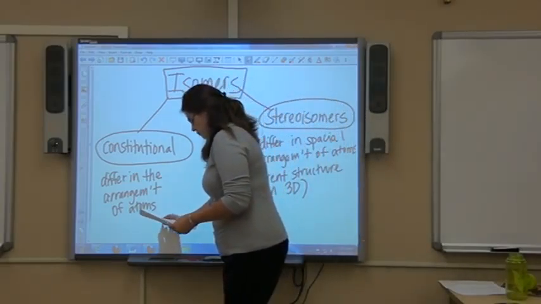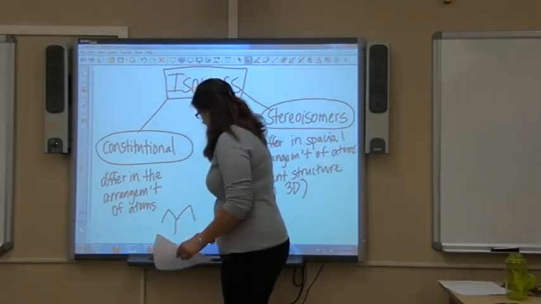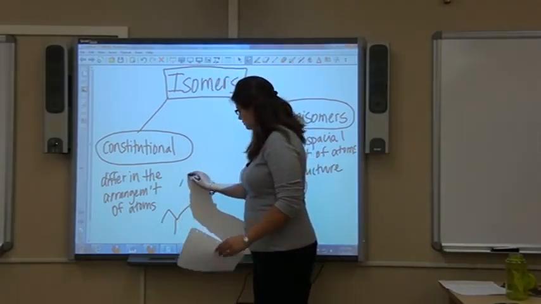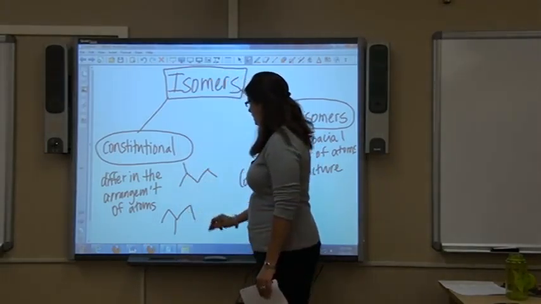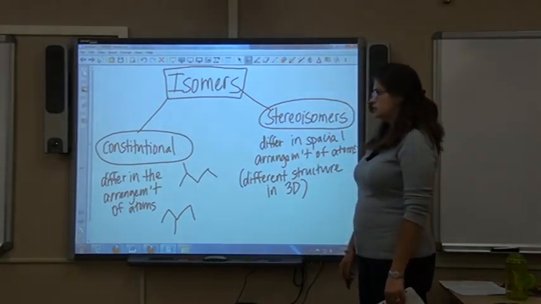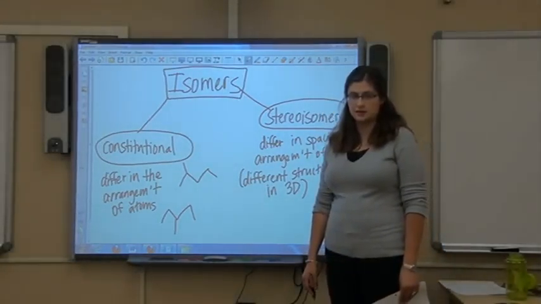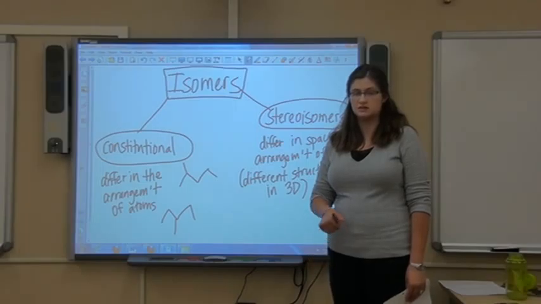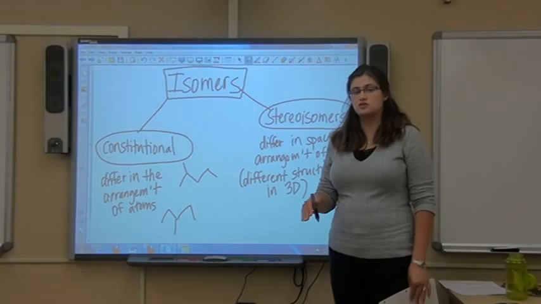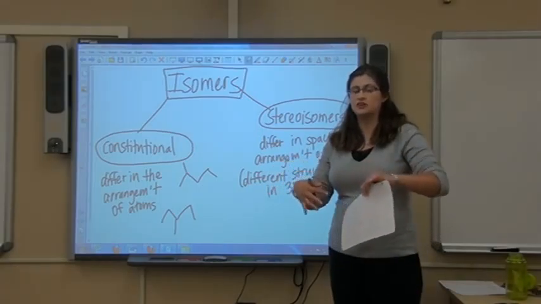So an example would be this compound and this compound. Their molecular formulas are exactly the same. They have the same number of carbons, they have the same number of hydrogens, but they differ in where those atoms are arranged together in space.